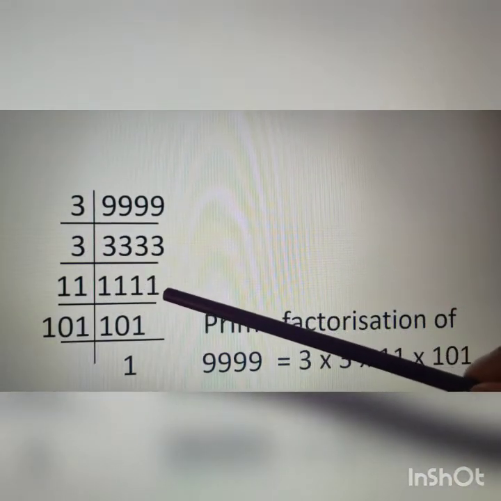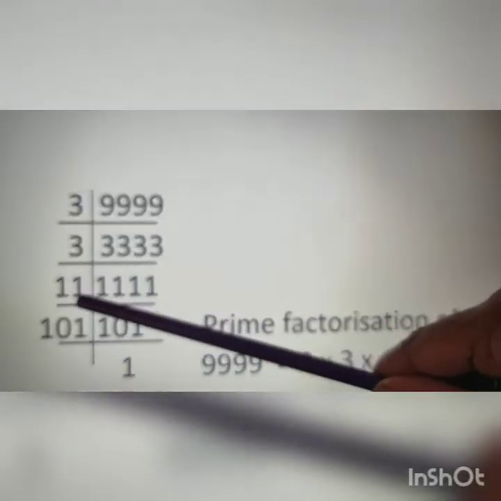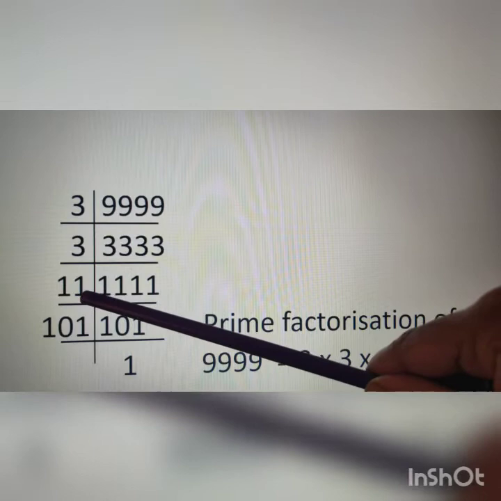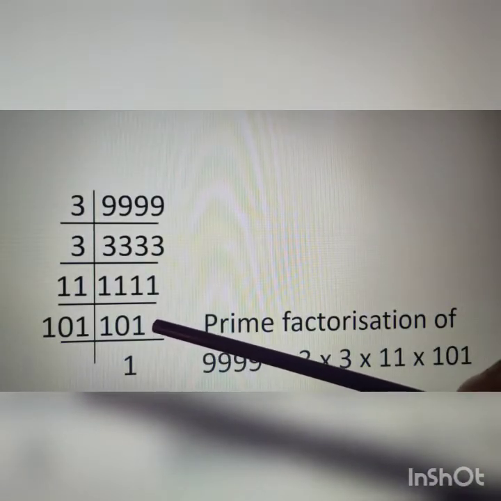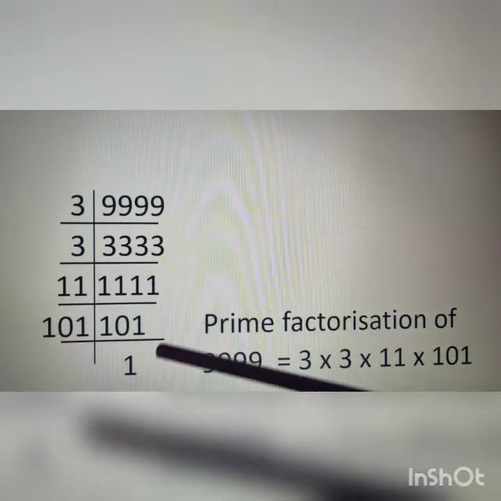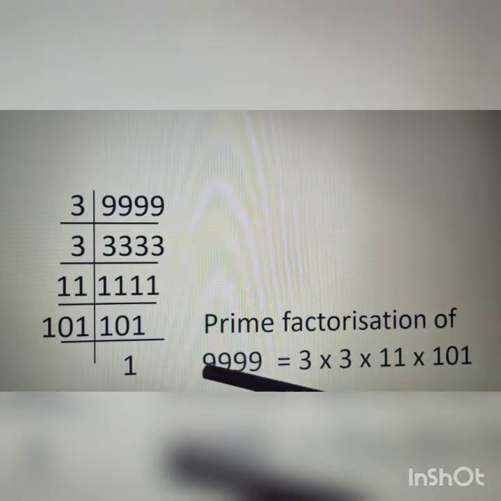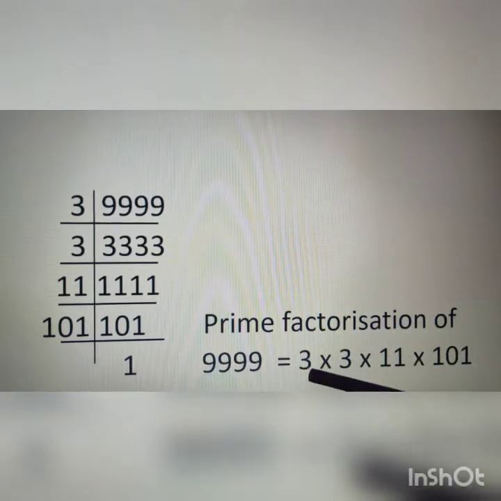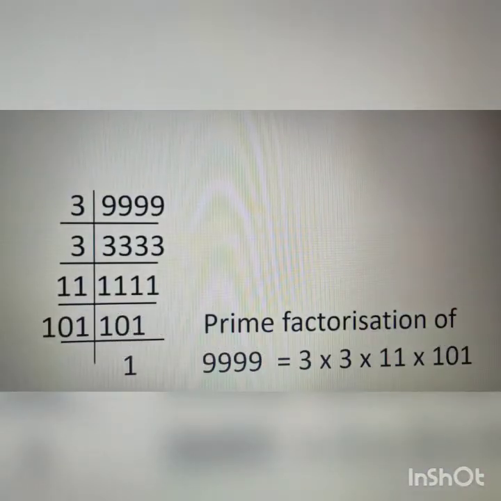We get the quotient 1111. It is not divisible by 2, 3, 5, 7, etc. Then it is divisible by the next prime number, 11, and we get the quotient 101. Again, 101 is a prime number, so it will be divisible by 101 only, and we get the quotient 1. So the prime factorization of 9999 is equal to 3 into 3 into 11 into 101.